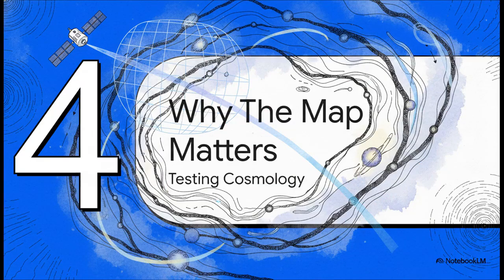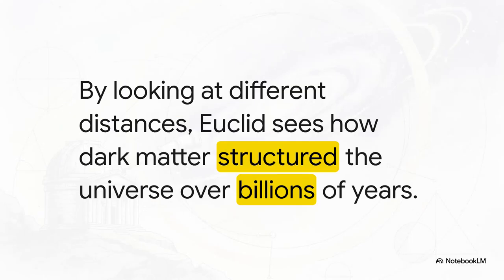Okay, so making a map of invisible stuff is cool, no doubt. But why does it matter so much? Because this map, it's more than just a picture. It's a way to test our entire understanding of how the universe works. And this is the real power of what Euclid is doing. You see, light takes time to get to us, so when we look at galaxies that are really far away, we're also looking back in time. This map isn't just a snapshot of where dark matter is today. It's like a movie showing us how it all clumped together over billions of years.